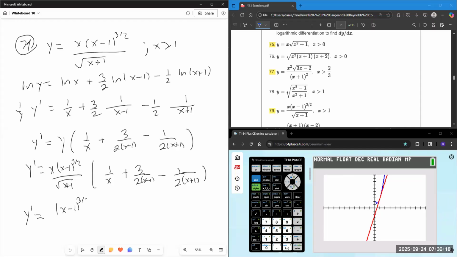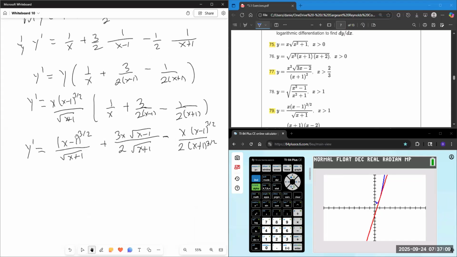So this is y prime is x minus 1 to the 3 halves over root x plus 1 plus 3x times, and then x minus 1 will cancel out and leave me with a root x minus 1 over 2 root x plus 1, minus, and then this will be 2 times x plus 1 to the 3 halves. This will be x minus 1 to the 3 halves.